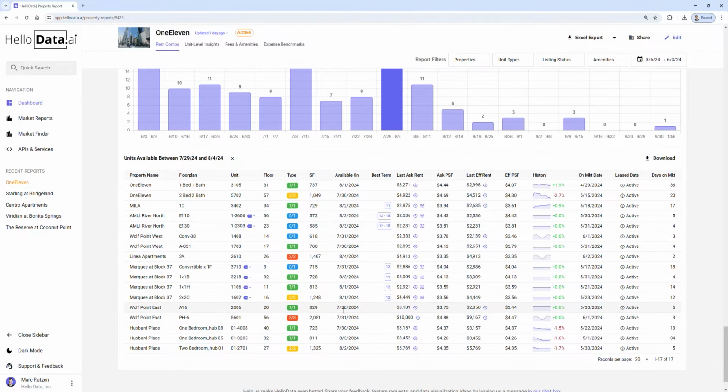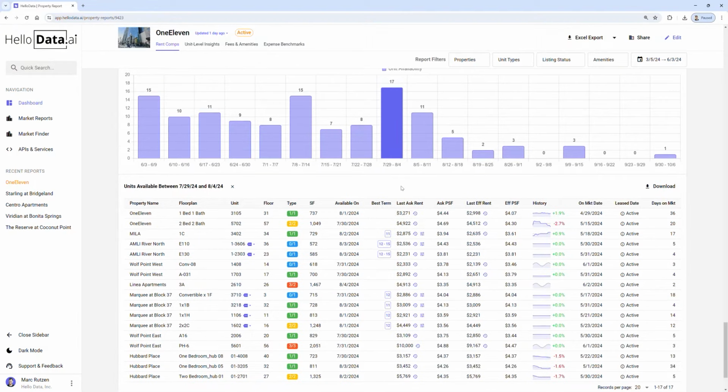It's a good way to see who you'll be competing with if you were to bring your units to market at the end of July here. So it's just a good indicator of what else will be on the market and available for move-in at that time.